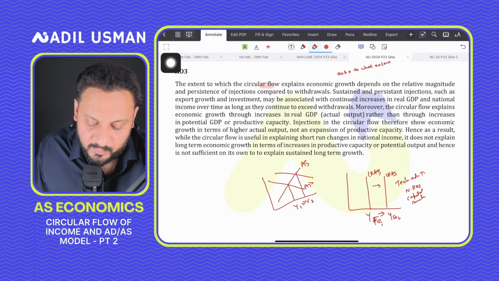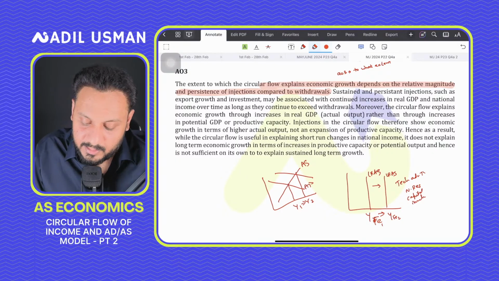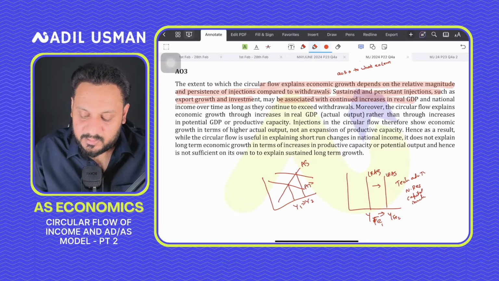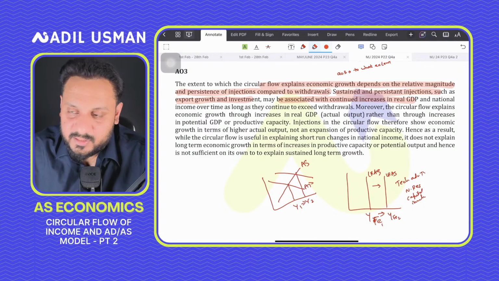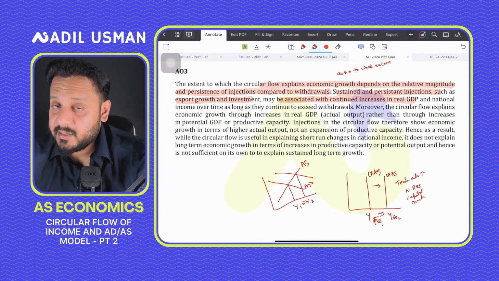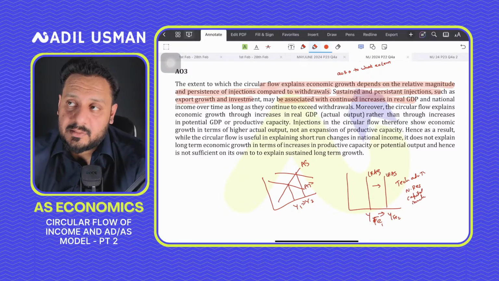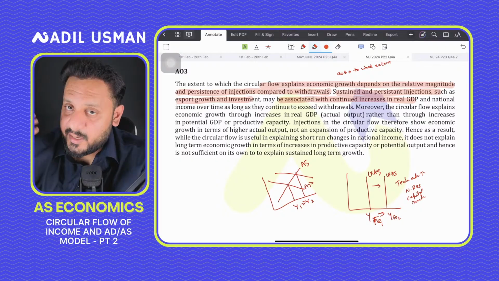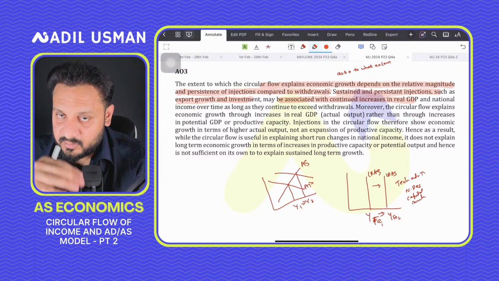The extent to which circular flow explains economic growth depends upon the relative magnitude and persistence of injections compared to withdrawals, number one. Number two, sustained and persistent injections such as export growth and investment may be associated with continuous increases in real GDP and national income over time as they continue to exceed withdrawals. The higher the magnitude or the size of the injections exceeding withdrawals, the higher would be the economic growth. And the higher the size of the withdrawals compared to injections, the lower would be the economic growth.